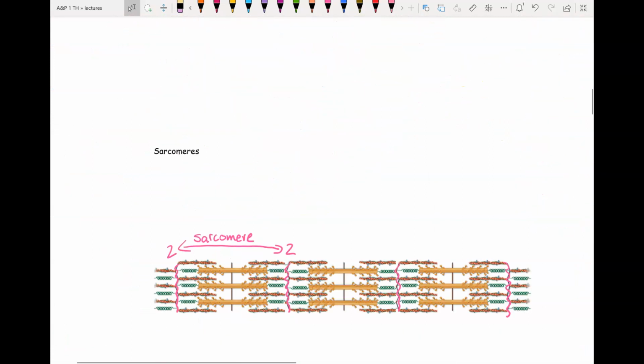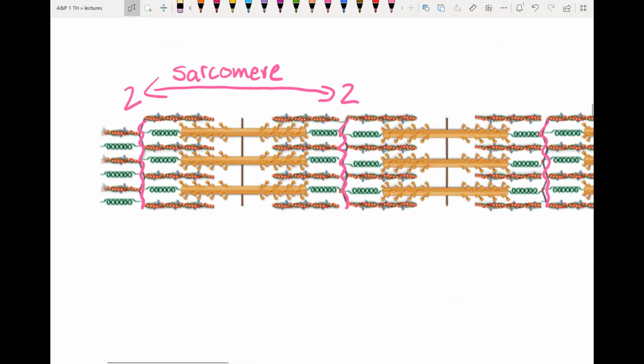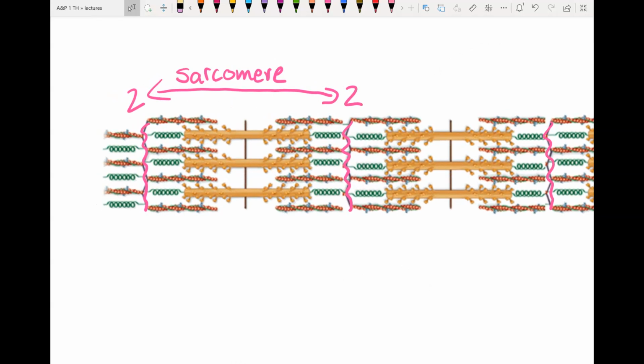We're going to look at the parts of the sarcomere. So you already know there's actin and myosin. This is the actin. Actin is in red. And this is the myosin. The myosin is in yellow. Okay, there's some other parts to label here.